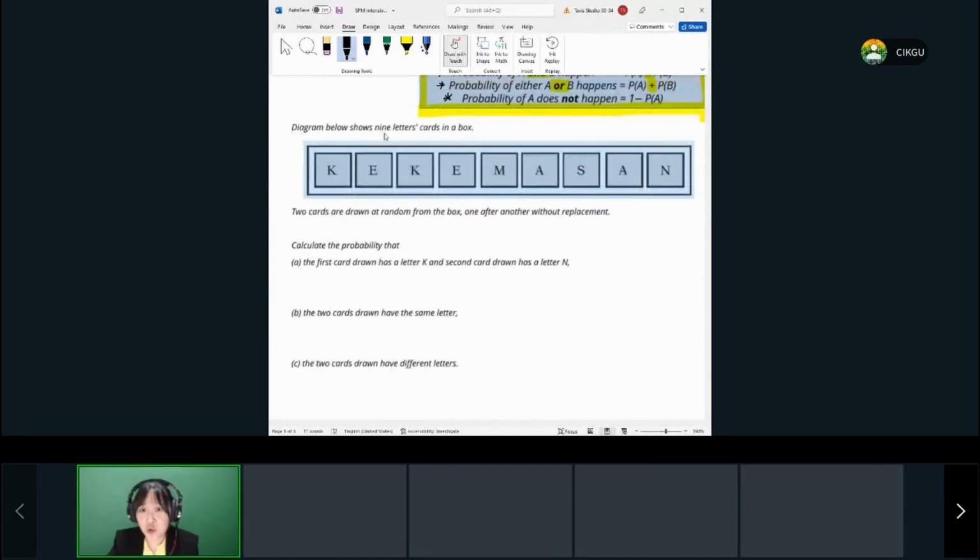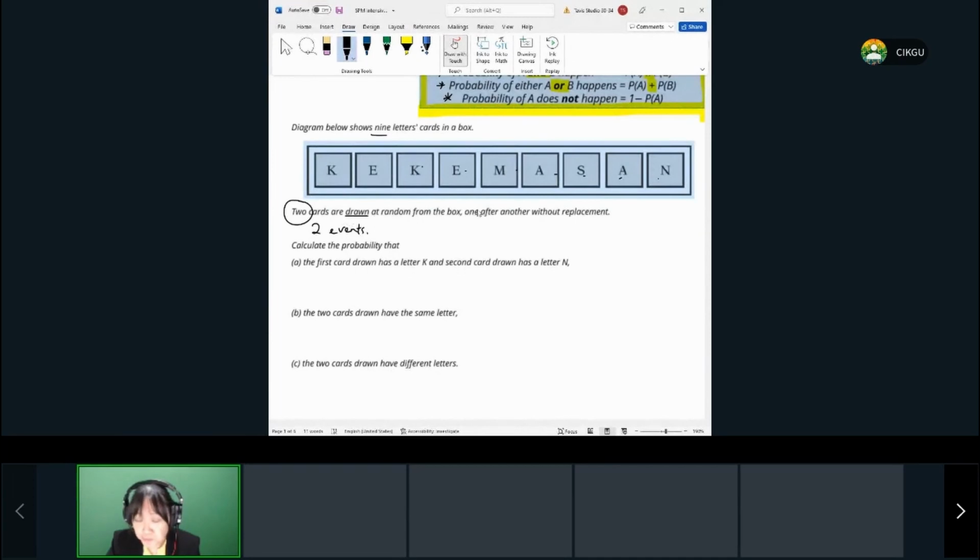So, the diagram below shows 9 letter cards in a box. 1, 2, 3, 4, 5, 6, 7, 8, 9. Betul? Yes, okay, we have 9 cards in a box. 2 cards are drawn at random. You see? When they say 2 cards are drawn, this means you have 2 events here. Why 2 events? Because you need to pick the cards 2 times, right? First event is you pick the first card. Second event is you pick the second card. So here you got 2 events.